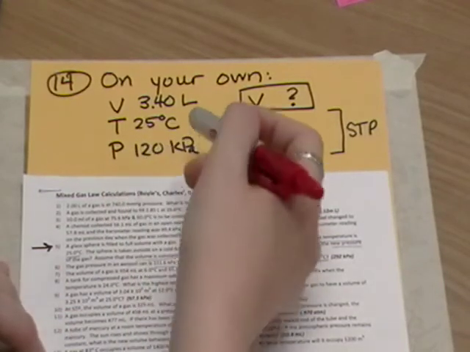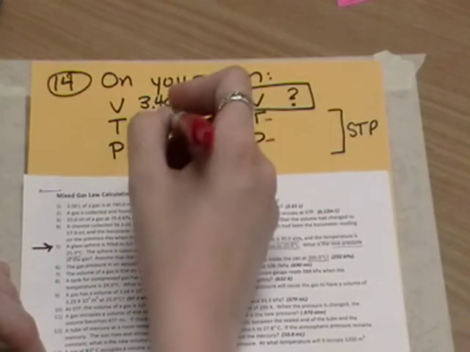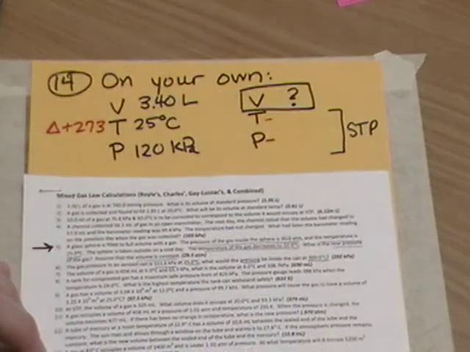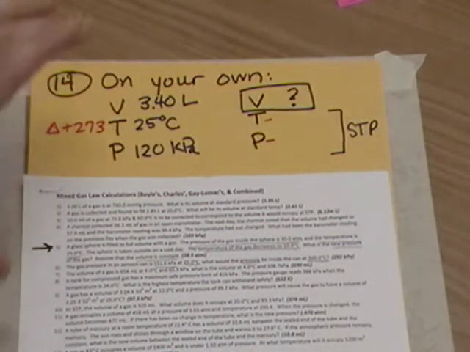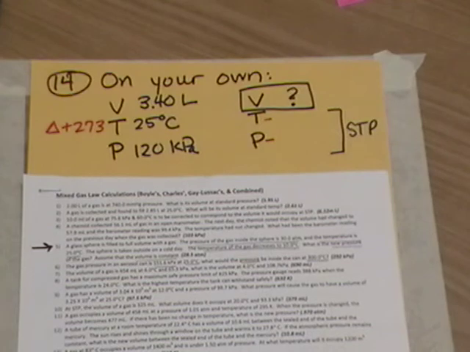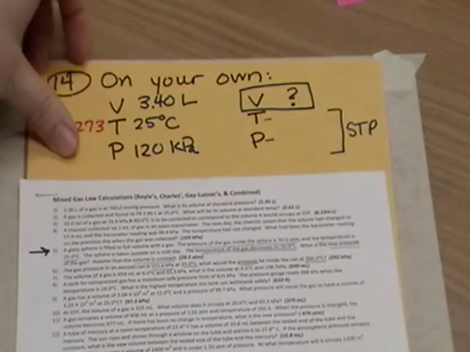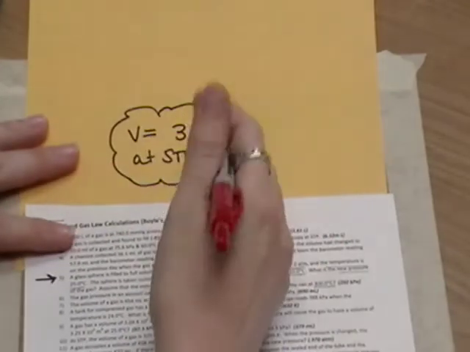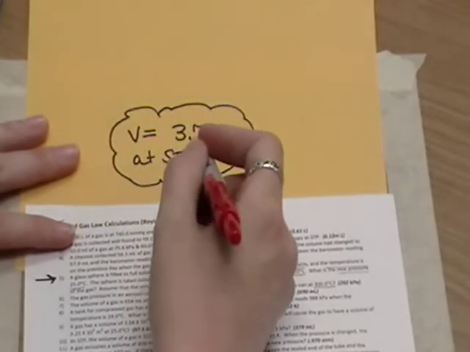Then make sure that you change the temperature. Remember, temperature is always going to be plus 273 if you're working with Celsius. When you do all the math, just like it says on your paper, you should end up with volume equals 3.7 liters at standard temperature and pressure.